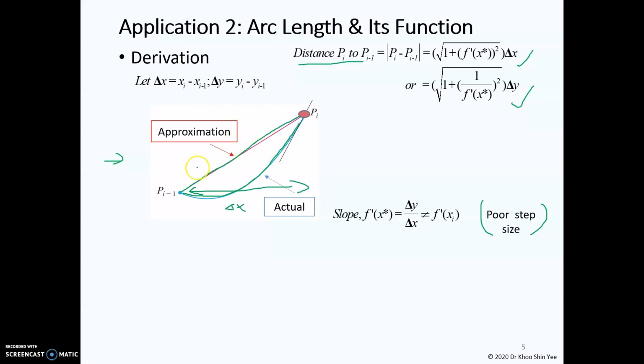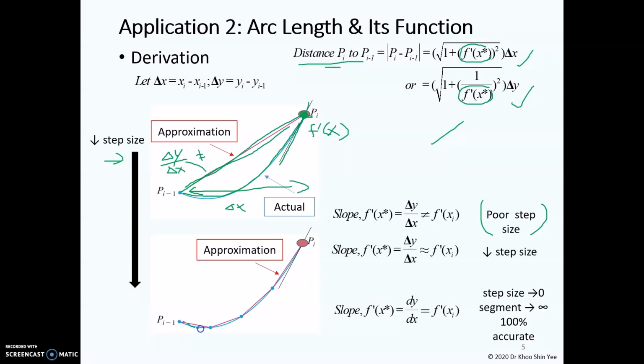One of the reasons is that the slope of this straight line is equal to delta y over delta x and is not equal to f prime x at this point. So you can see the slope here is not the same as the slope here. Therefore, if you use the wrong slope for the calculation of the distance here, it will be wrong. So we need to continue to reduce the step size, where you can see the delta x here is very small, up to a limit where delta x approaches 0.